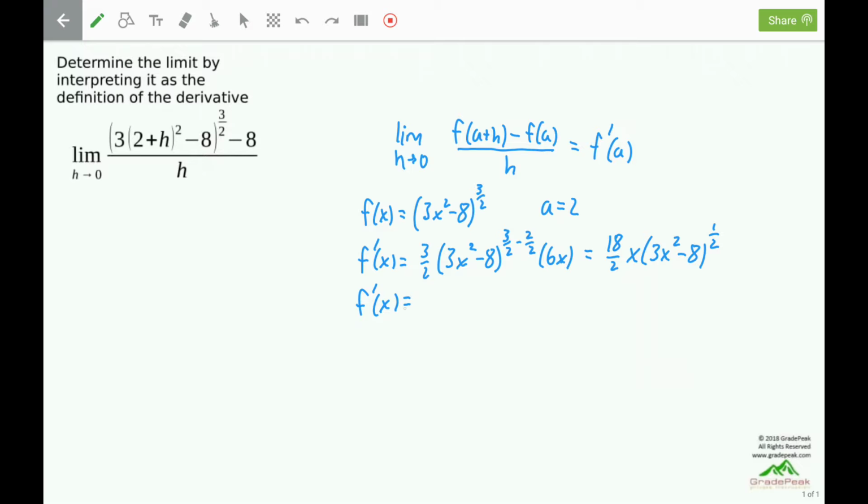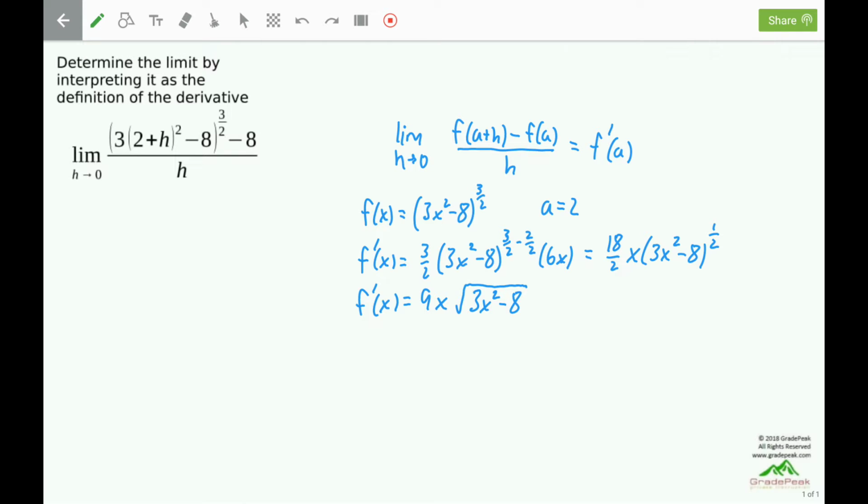F prime of x is equal to 18 divided by 2, which is 9x, and then the 3x squared minus 8 to the 1/2 can be rewritten as second root, first power, so square root of 3x squared minus 8. There's our derivative f prime of x.